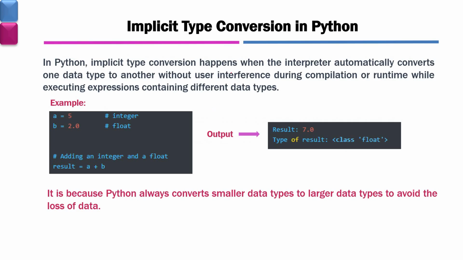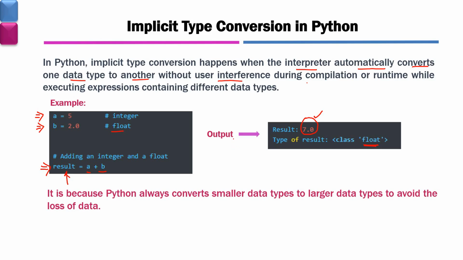As I have already told you, in Python, implicit type conversion happens when the Python interpreter automatically converts one data type to another without any user interference during compilation or runtime, because Python does everything automatically. Let's start with an example. Suppose I have declared a equal to 5, which is an integer, and b equal to 2.0, which is a float. Now if I want to add these two values, result is the name of the variable which will store a plus b. Note one thing: the result is coming as 7.0. That means Python has automatically, implicitly converted integer a to float. That's why the result is coming with a decimal point, 7.0.